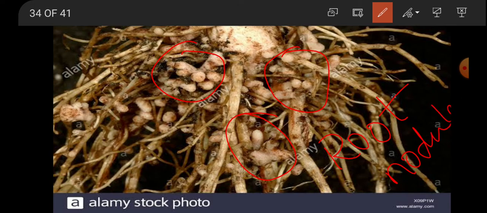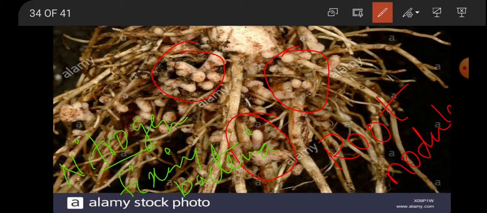Nitrogen fixing roots have root nodules, and inside these root nodules some specific bacteria are present, which we call nitrogen fixing bacteria. Now these nitrogen fixing bacteria are very helpful to the plant. How are they helpful? A plant always needs nitrogen for its growth, because nitrogen helps in the formation of new leaves. So the more leaves a plant has, the faster it can grow.